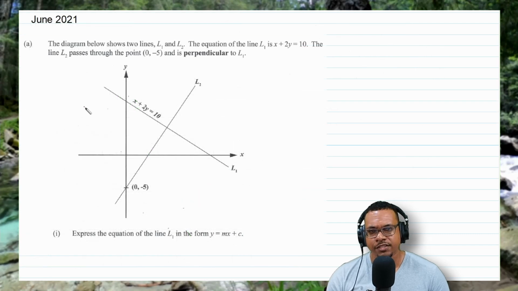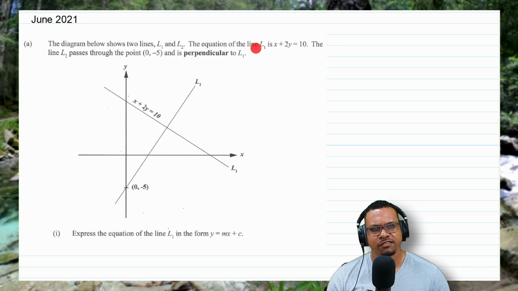All right, so moving on to the coordinate geometry question for June 2021, we have the diagram below shows L1 and L2. All right, so this is L1 here and L2 is here. So they give us the equation of L1 and they just let us know that L2 is passing through -5 on the y-axis. So this is the y-intercept here, 0, -5. So this point will be -5 on the y-axis.